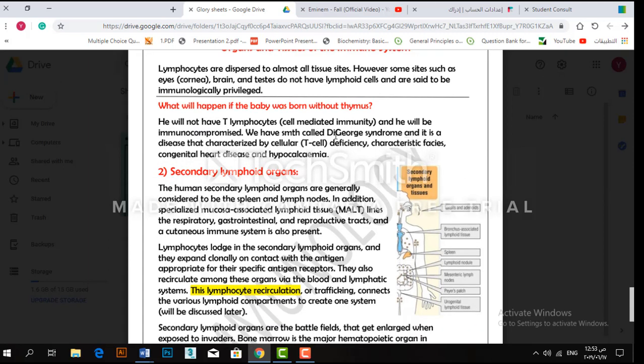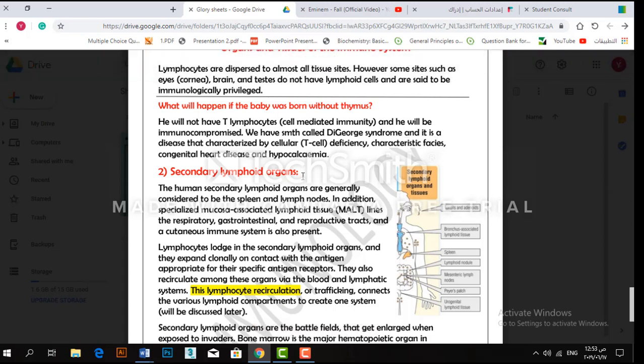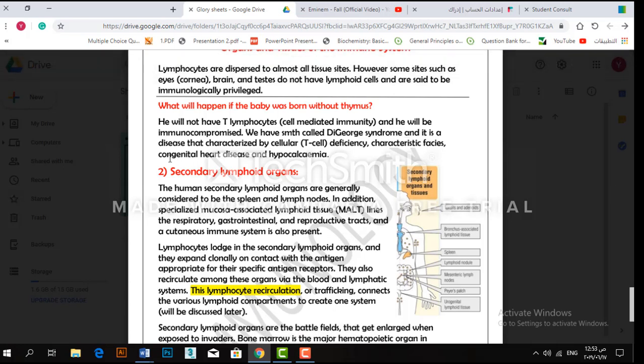So we have something called DiGeorge syndrome, and it is a disease characterized by cellular T cell deficiency. Characteristic features: congenital heart disease and hypocalcemia. They always ask about this, hypocalcemia, always.